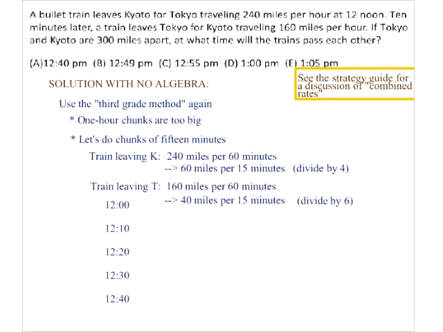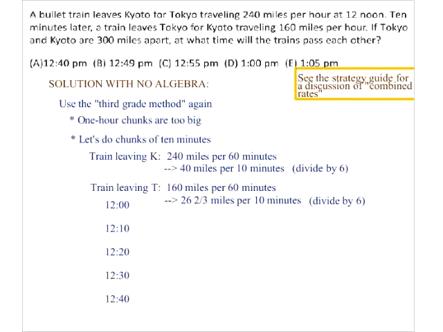Okay, so we're going to make this per 10 minutes again. So that's going to be 40 miles per 10 minutes, because you're dividing by 6. And that's going to be this ugly, horrendous 26 2/3 miles per 10 minutes. Okay, so then we can use the 12, because we have to have 12:10 in our table, because 12:10 is when the other train leaves. So if we don't have that, then it's bad news bears. So let's go ahead and take a look.